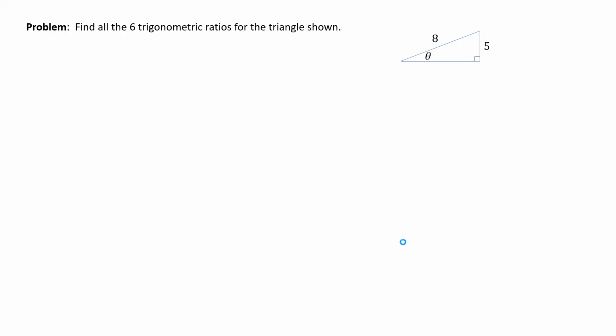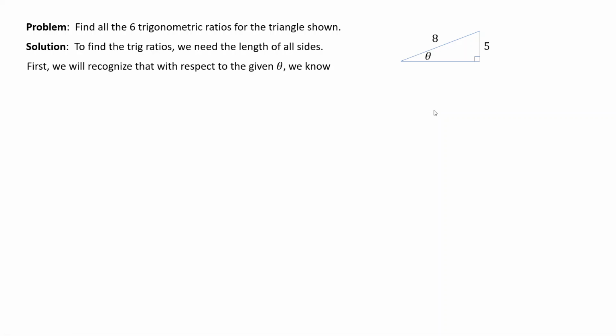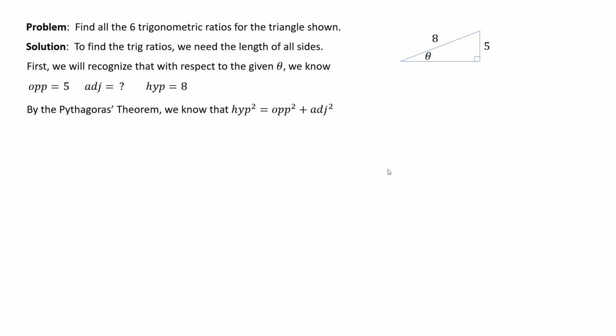Find the 6 trigonometric ratios here. What's the standard procedure? We need all the sides. So with this theta, we know opposite is 5. Adjacent is, don't know. Hypotenuse is 8. Cool. Can we call the Greek guy again and figure out adjacent?